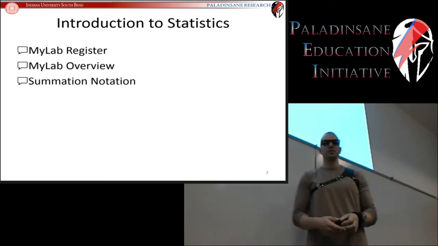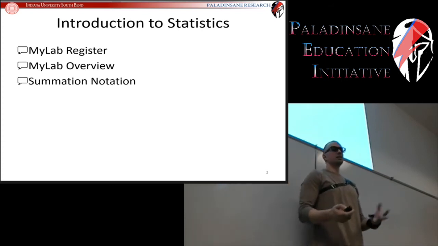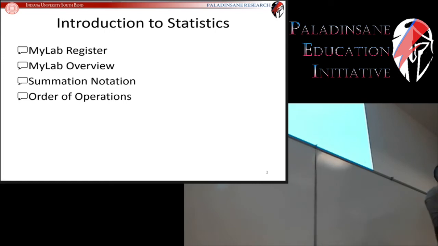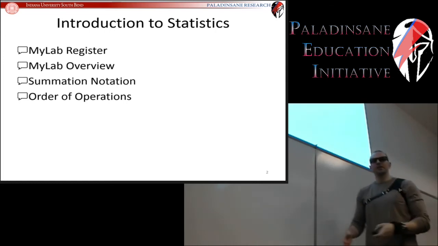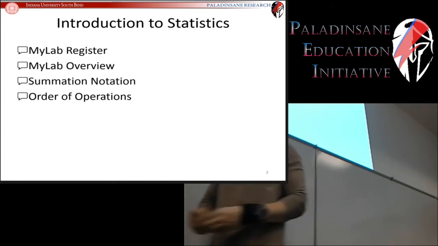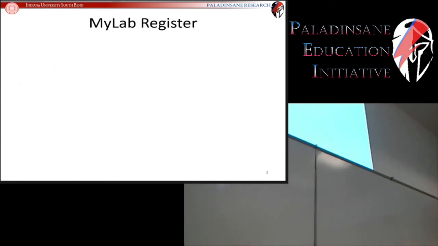So there's 2 pieces of new math. One is Summation Notation, and then the other one is Order of Operation, and then that is it. Everything else is stuff that you have seen before. So let's get going with registering everybody for MyLab.